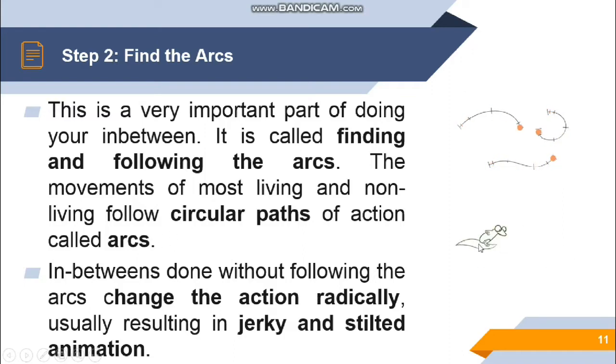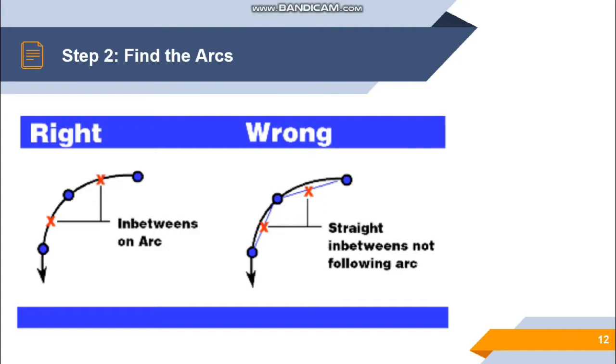This is also an example of using an arc. This is a frog jumping from the leaf going to the water. It follows a C curve or an arc. Next, this is an example of the right and wrong way of finding your arc. We have here the right way. As you can see, this is a curve, so the in-between follows an arc. And we have here a straight in-between, not following the arc. Your movement goes from here to here, so that's a straight path, not a curved path.